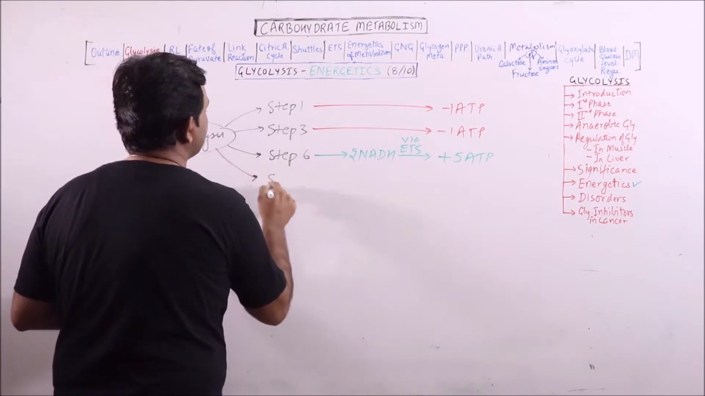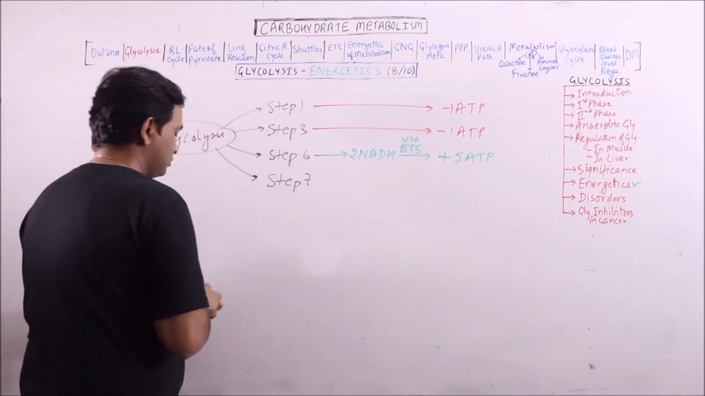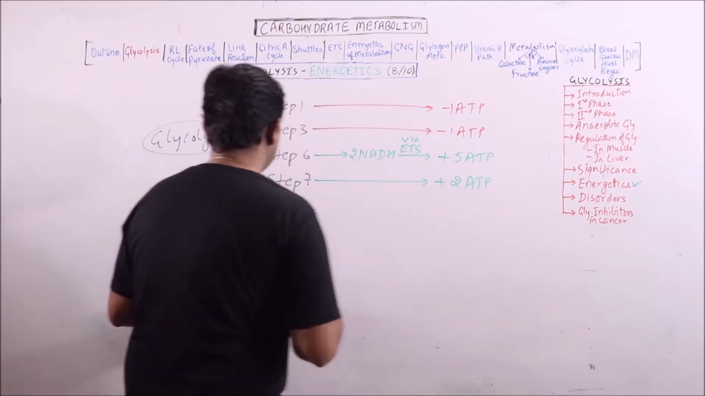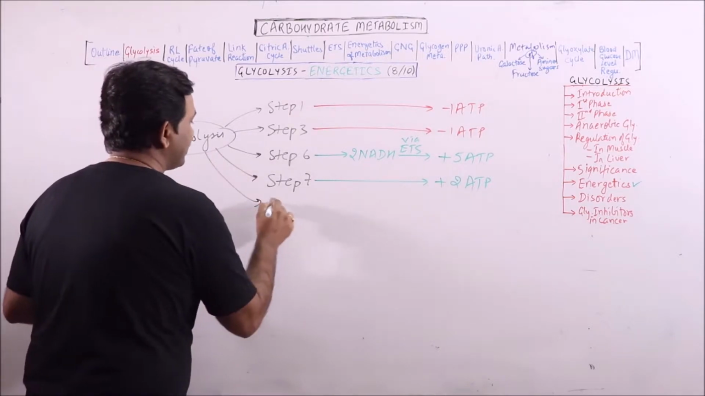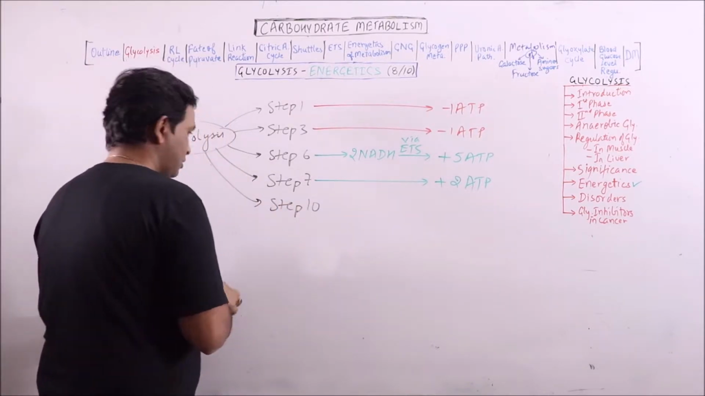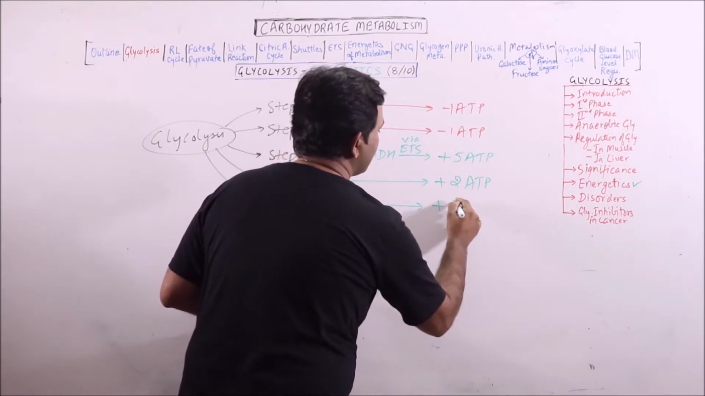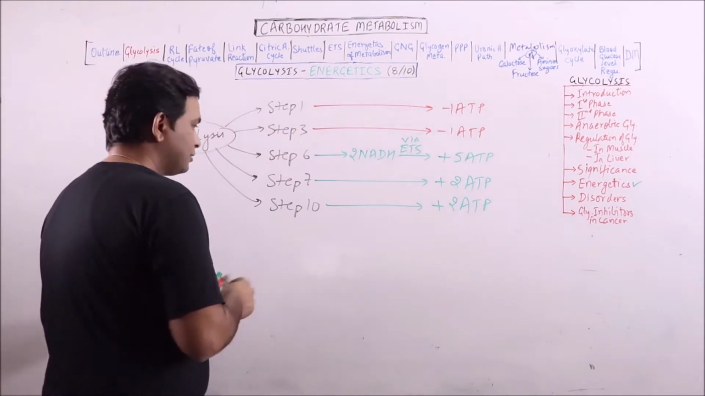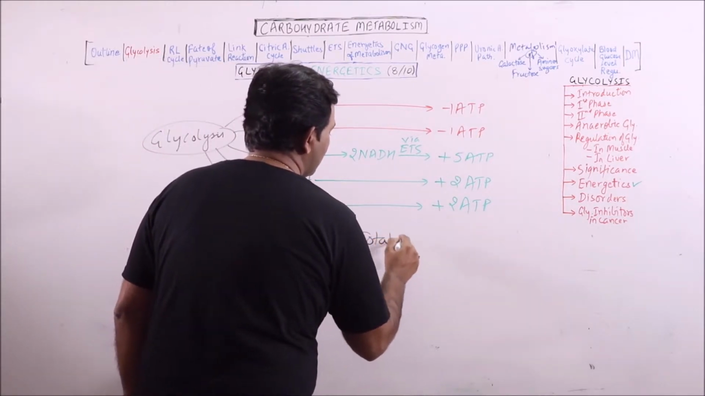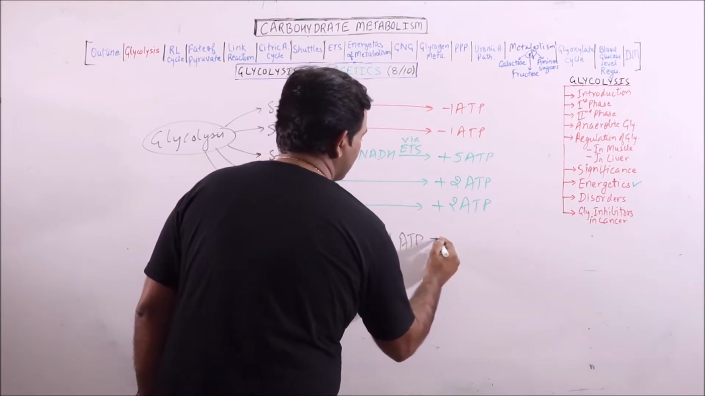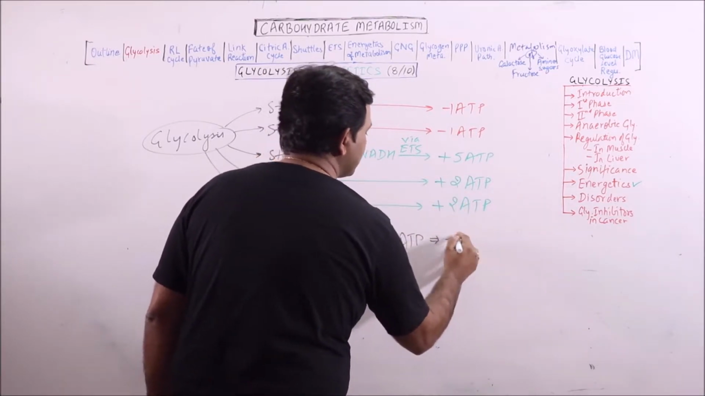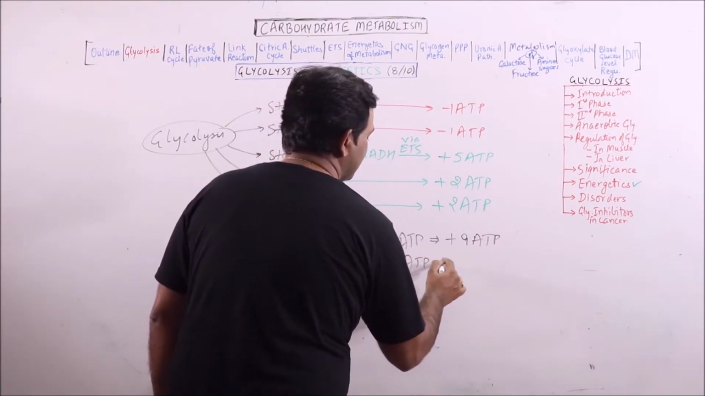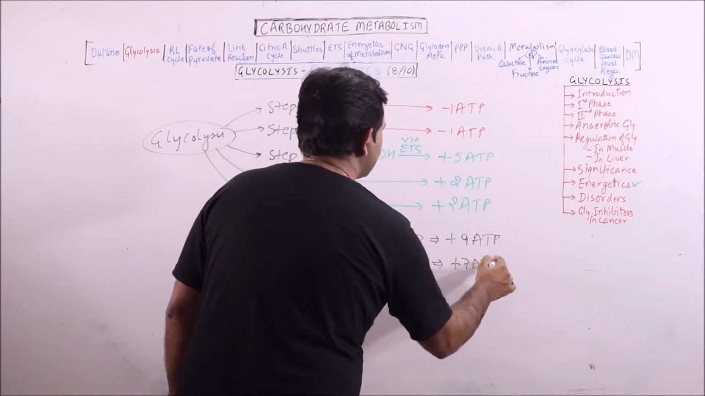Then in step 7, two ATP are formed, and in step 10 again 2 ATP are formed. So we can say that total ATP which are formed are 5 plus 2 plus 2, that is 9 ATP, and if net ATP production is taken, it comes out to be 7 ATP.